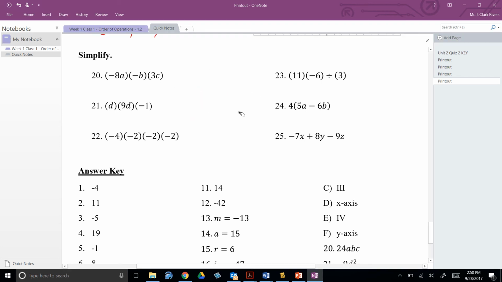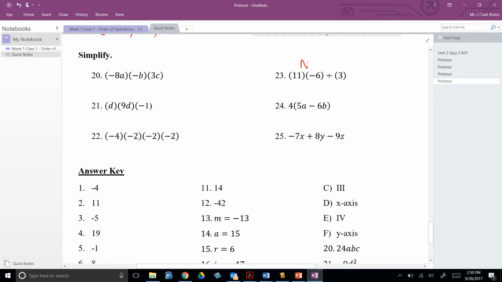All right, let's take a look at 23 now. 23. 11 multiplied by negative 6 divided by 3. All right, order of operations here. I've got multiplication, I've got division. Which one do I have to do first? The answer is multiplication and division, I can't decide which comes first based on that alone. I have to decide what comes first reading this left to right.